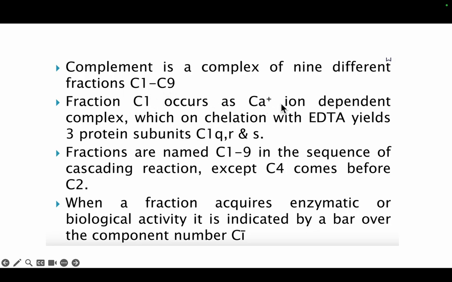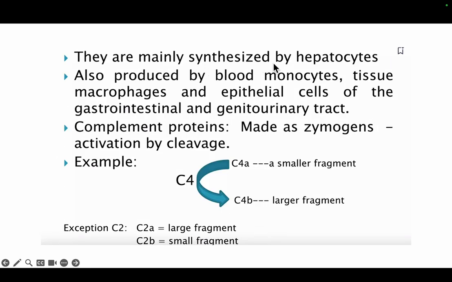Fraction C1 occurs as a calcium-dependent complex, which on chelation with EDTA yields three protein subunits: C1q, C1r and C1s. Fractions are named C1 to C9 in the sequence of the cascading reaction, except C4 comes before C2. When a fraction acquires enzymatic or biological activity, it is indicated by a bar over the component number. That is, if C1 gets activated, then C1 bar. They are mainly synthesized by hepatocytes, but also produced by blood monocytes, tissue macrophages and epithelial cells of the gastrointestinal and genitourinary tract. Complement proteins are made as zymogens, activated by cleavage.